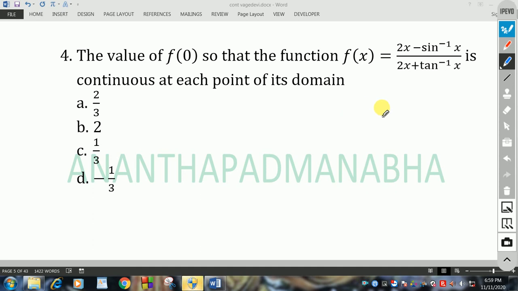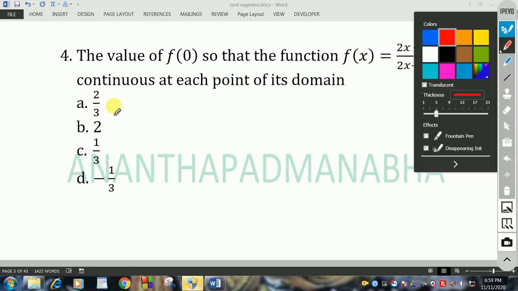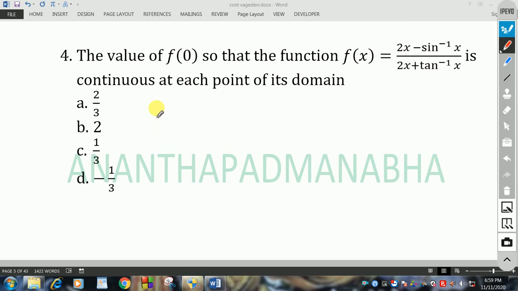So for continuity at x equal to 0, we know that the limit of f of x must be equal to the value of the function.